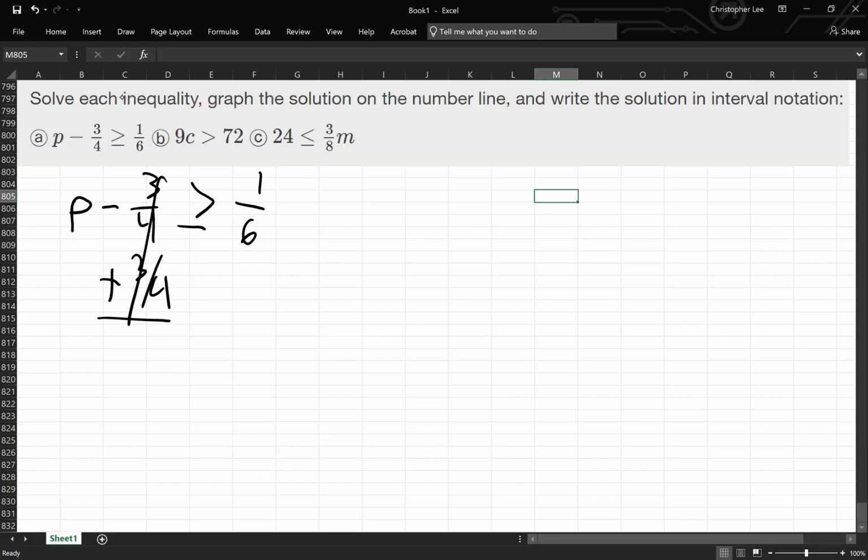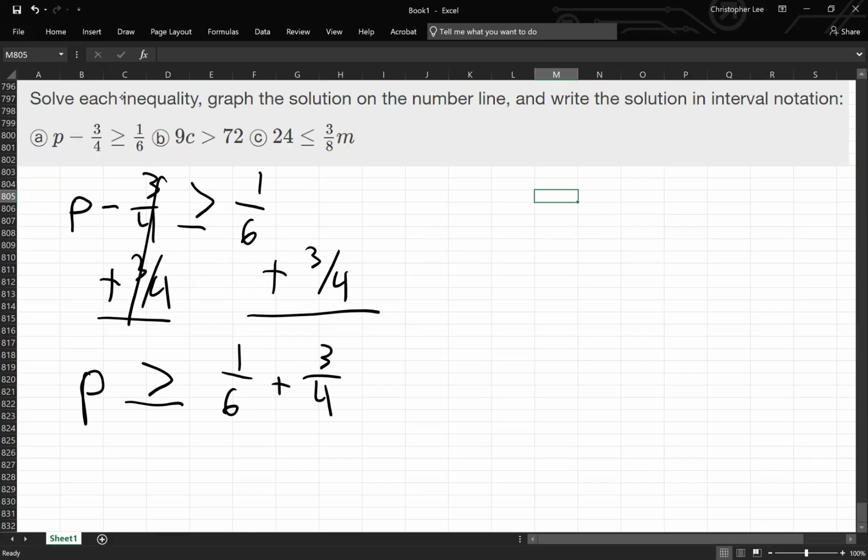But you know I gotta be fair, right? When I do something to one side of the inequality, I have to do it to the other side. So I'm gonna add 3/4 over here. All right? So now I have P is greater than or equal to 1/6 plus 3/4. Right? So now I want to know what number 6 and 4 go into.